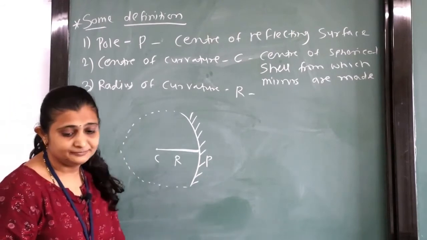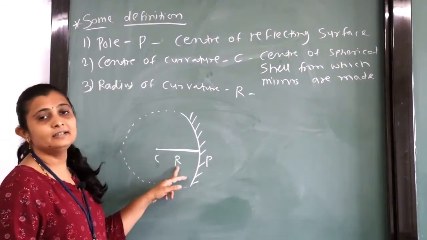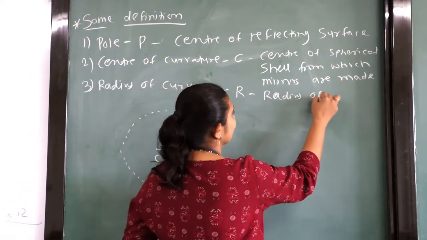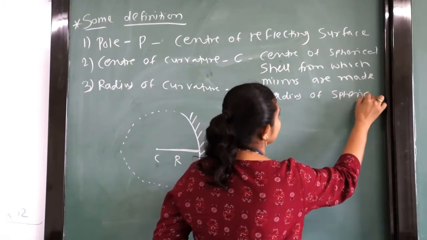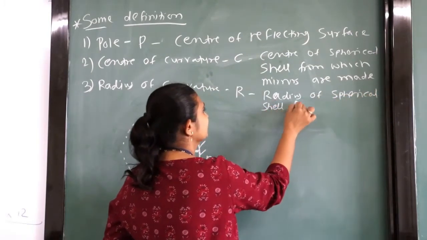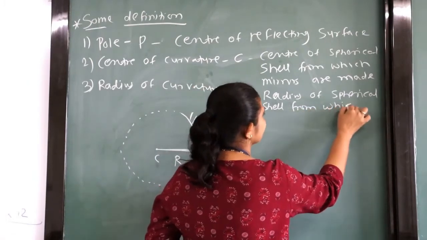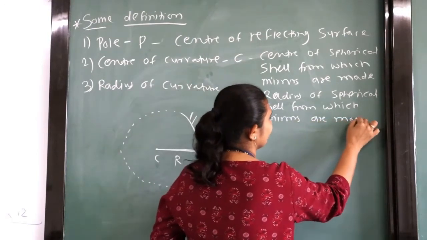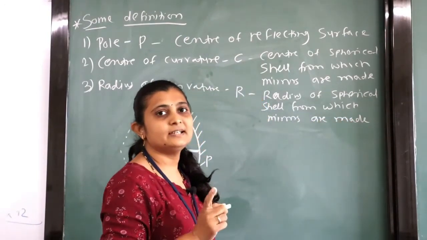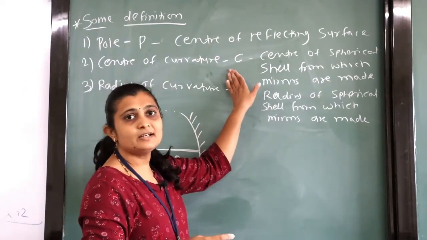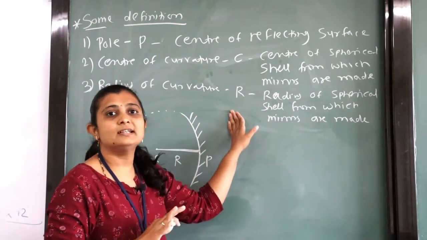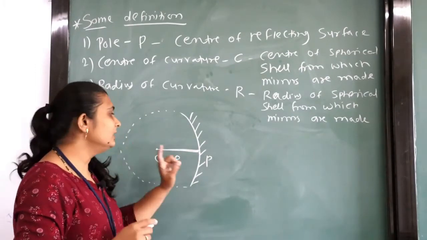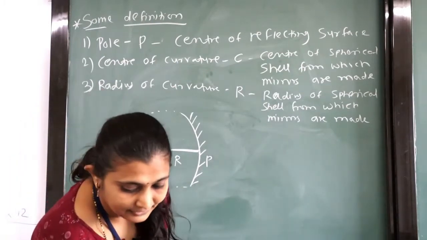Radius of curvature, capital R. It is the radius of the spherical shell from which mirrors are made. Now see these two things, center of curvature and radius of curvature do not lie on the mirror. These are outside the mirror, but the pole lies on the mirror. Now the next definition.